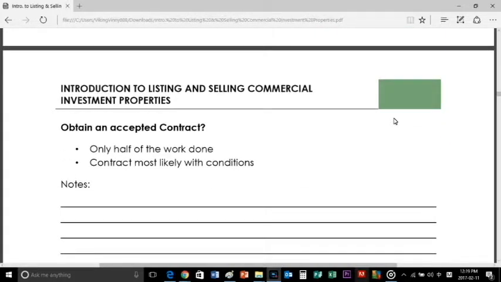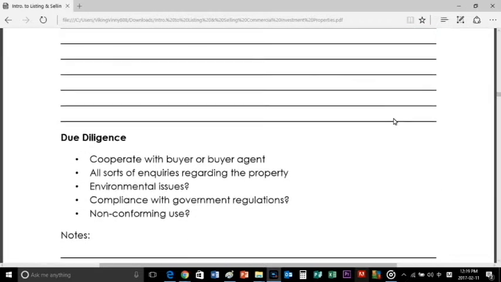Obtain an accepted contract, only half the work done. Contract is most likely with conditions. Due diligence, cooperate with buyer or buyer agent. All sorts of inquiries regarding the property. Environmental issues, compliance with government regulations, non-conforming use.